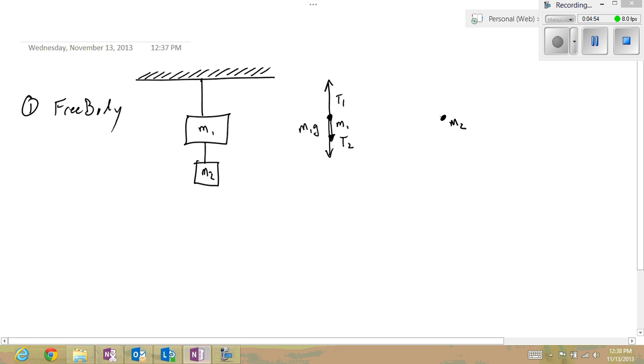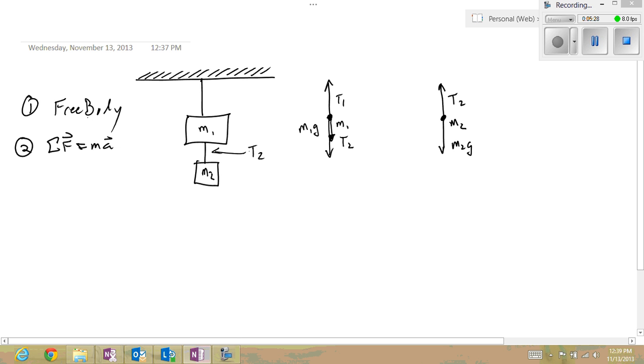On mass 2, I see a tension pulling upward, and this tension, this string right here, is T2 in our diagram. You'll notice that it points downward on M1, but it's pulling upward on M2. The other force is downward, M2G. So there are my two free body diagrams.